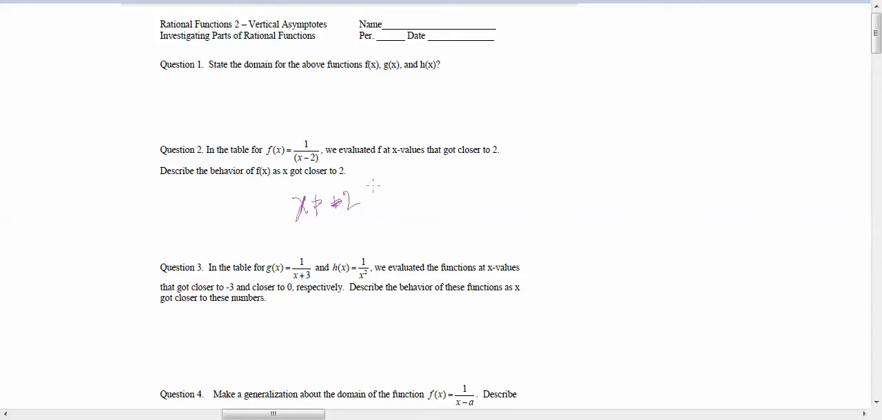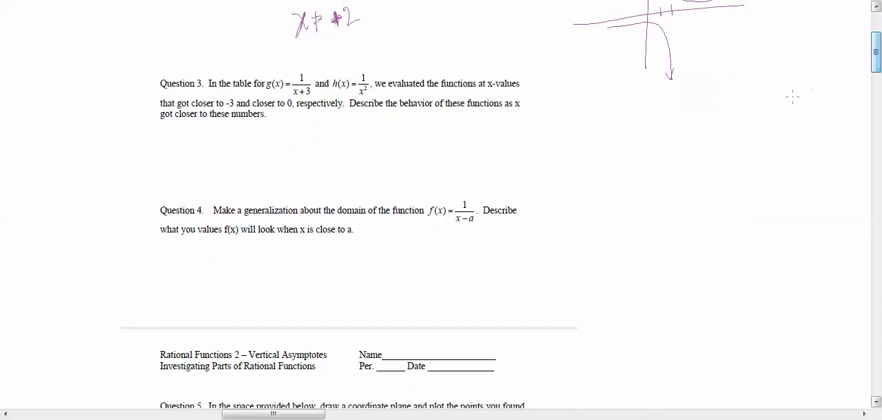Describe the behavior as f of x gets closer to 2. Well, I'm sorry, that's a positive 2, by the way. As this thing gets closer to 2, what's going to happen is this guy's going to deflect down and this guy's going to deflect up. There we go. Like that.